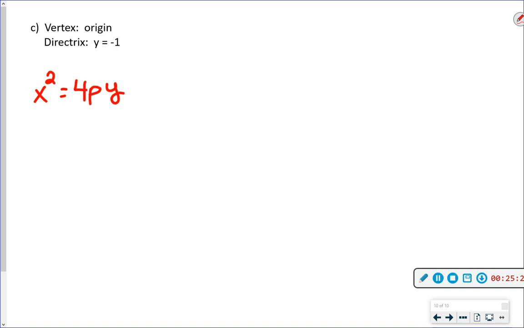Okay, now, little different info though. We don't have a point to plug in. We still need p. Now, I'm a visual person. I'm just going to think about what this little graph would look like. Vertex at the origin, okay. And then my directrix would be down here at y equals negative 1. Okay, all right, I can make it work. So I know it opens up because it always opens away from your directrix. You never cross through the directrix.